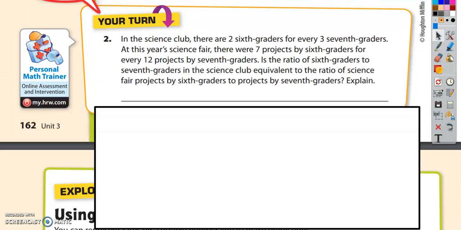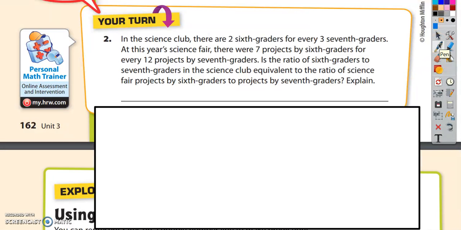Number 2. In the science club, there are 2 6th graders for every 3 7th graders. At this year's science fair, there were 7 projects by 6th graders for every 12 projects by 7th graders. Is the ratio of 6th graders to 7th graders in the science club equivalent to the ratio of science fair projects by 6th graders to projects by 7th graders? Explain.